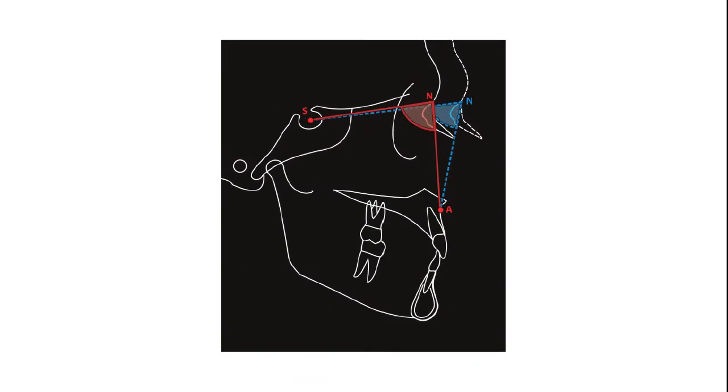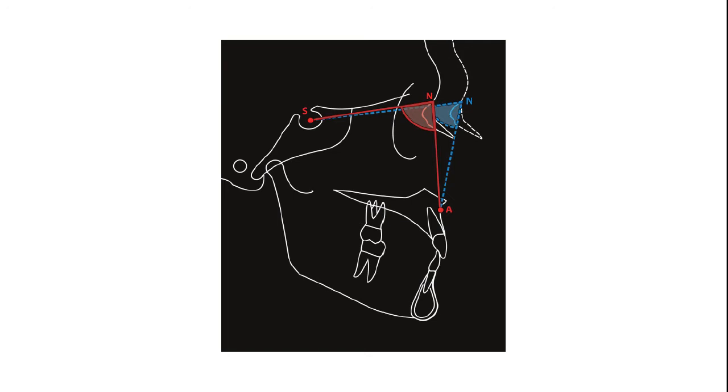The normal inclination of the SN plane to the Frankfort horizontal plane, or ideally the true horizontal plane, is around 6 to 7 degrees. The SNA and SNB angles may only be used if the SN plane is normally oriented or after correction for the inclination of the SN plane to the true horizontal plane. If nasion is more forward in position, the SNA angle is decreased and vice versa. Therefore, in these circumstances, the angle ANB may be adjusted to some extent as follows.